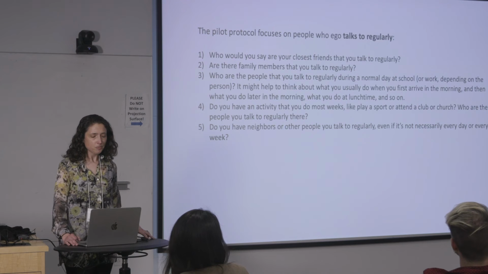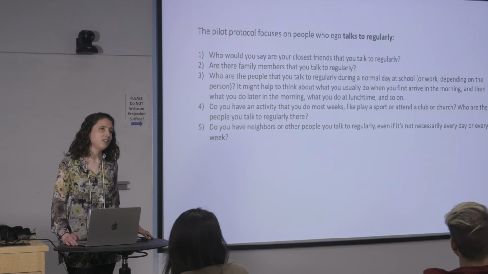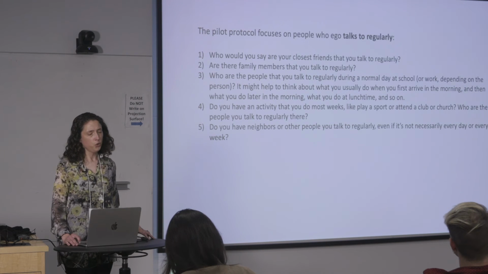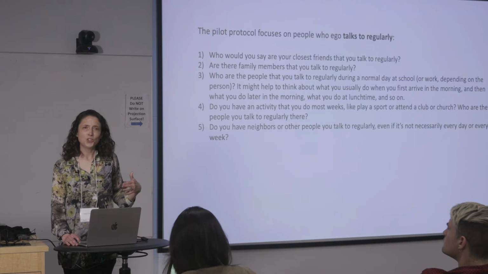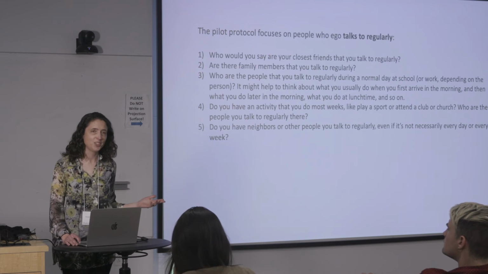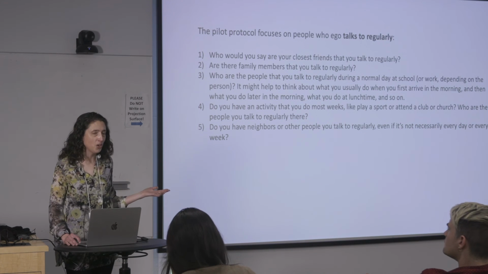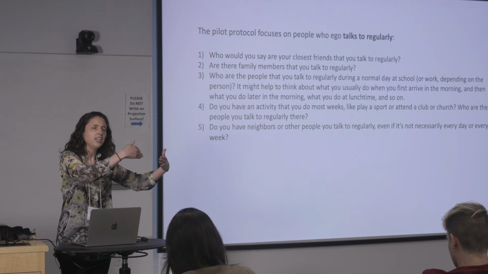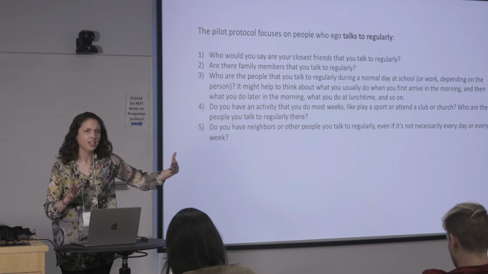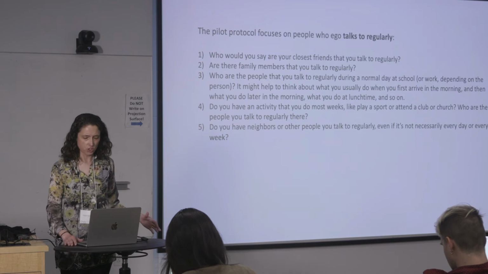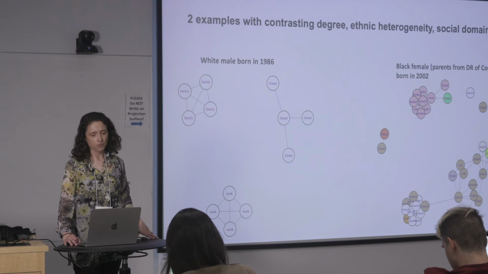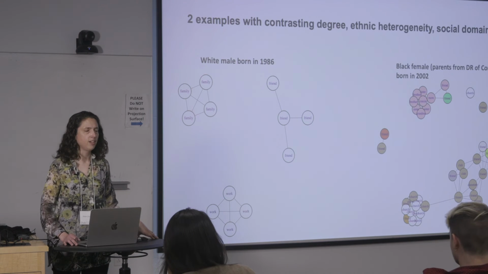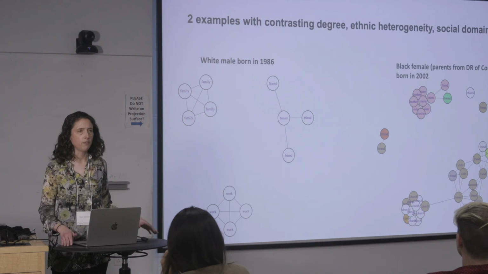Just quickly, we're in the pilot phase of this ego network data. Here's what the protocol looks like. We're focused on who ego talks to regularly. The reason we're so interested in that is that we're interested in language. We want to know where your linguistic exposure is coming from. Who are you potentially aligning with and imitating, or disaligning from, in your regular conversations? Here are a couple of examples. You've got this white male born in 1986. He's actually too old for this study. We're focusing on young people, 18 to 25.